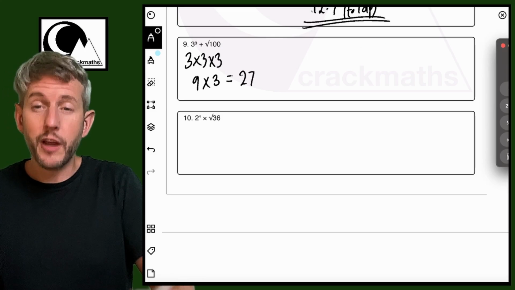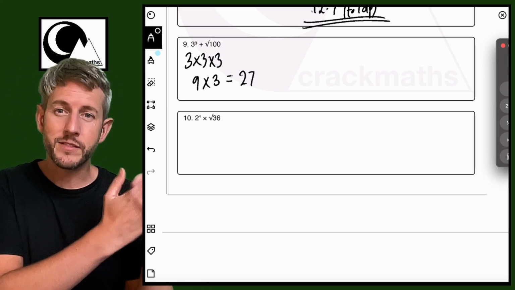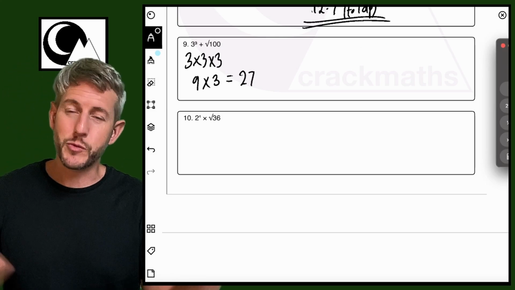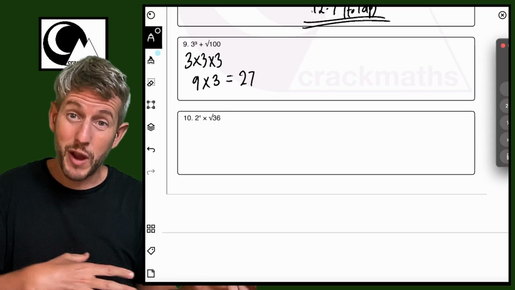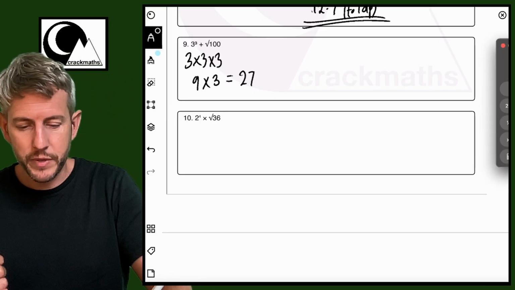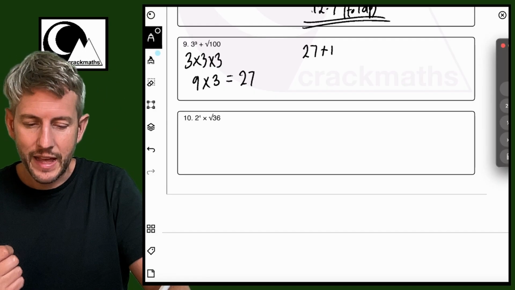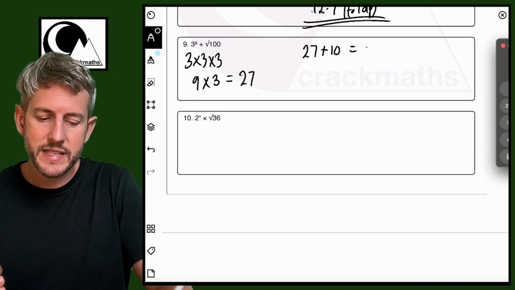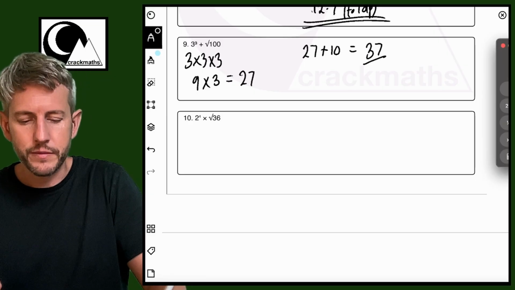The square root of 100 is a square number. It's 10 squared that gives you 100. So the square root of 100 is 10. So this question becomes, what is 27 add 10? 27 add 10 is 37.